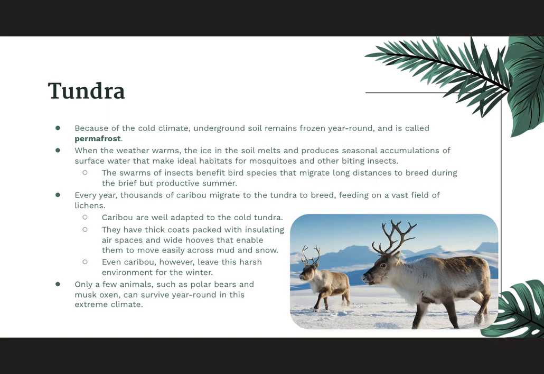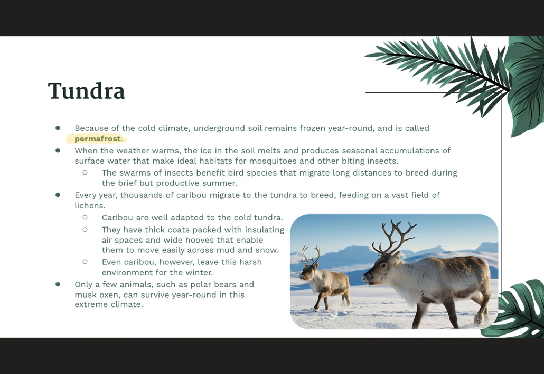So because of the cold climate, the soil under the ground remains frozen year round. This is known as permafrost. So permafrost is a new term here. And again, this represents the soil that remains frozen year round in the tundra.